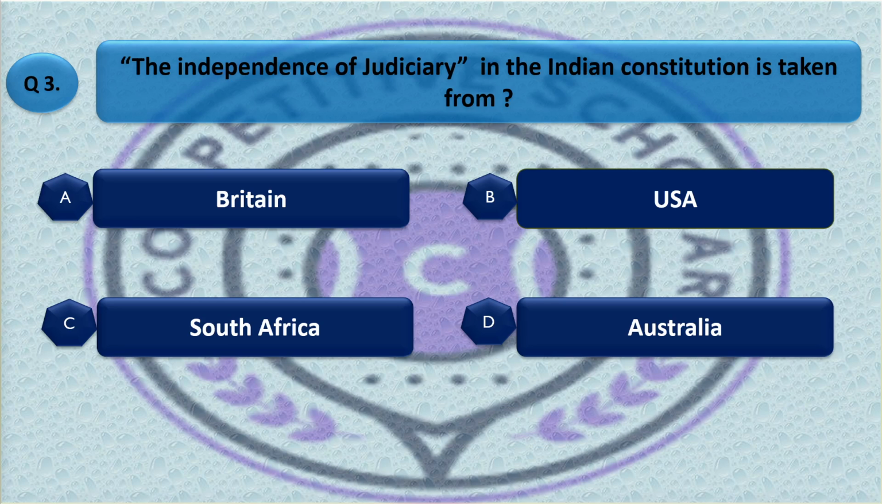Question number 3. The independence of judiciary in the Indian Constitution is taken from Britain, USA, South Africa, Australia. And the answer is option B, that is USA.